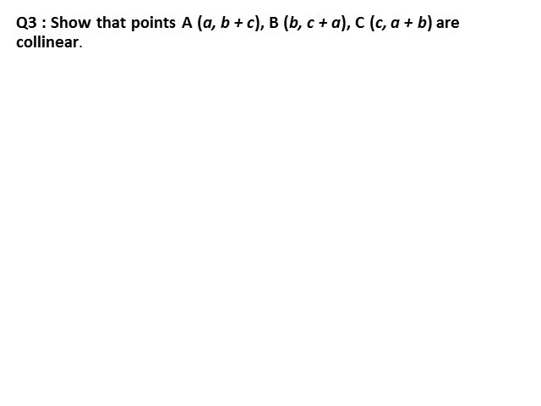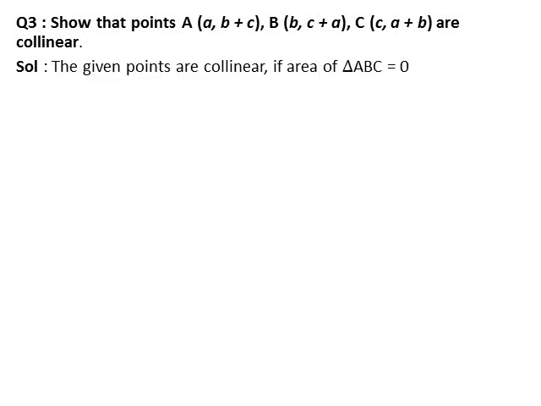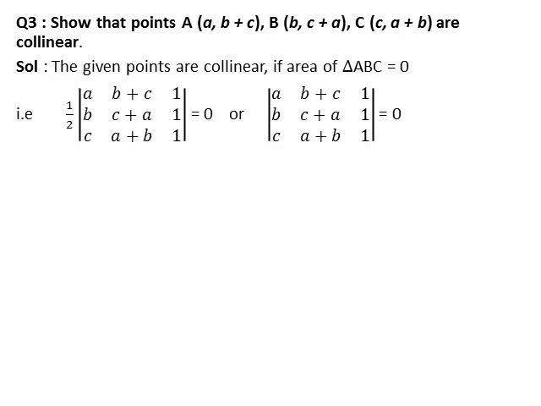In this question we have to show that the given points are collinear. To show that the points are collinear, first we calculate the area of the triangle formed by these vertices. If the area of the triangle is equal to 0, it means the points are collinear. For area of triangle equal to 0, we have to show that the value of this third order determinant is 0. Let's find this third order determinant in which elements of R1 are A, B plus C and 1, elements of R2 are B, C plus A and 1, elements of R3 are C, A plus B and 1.